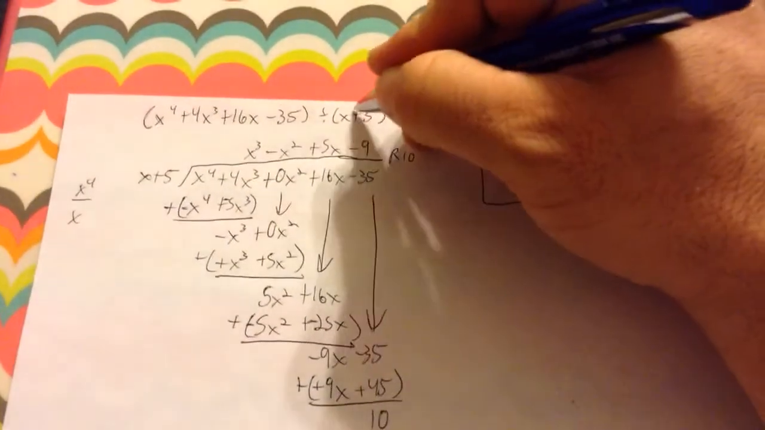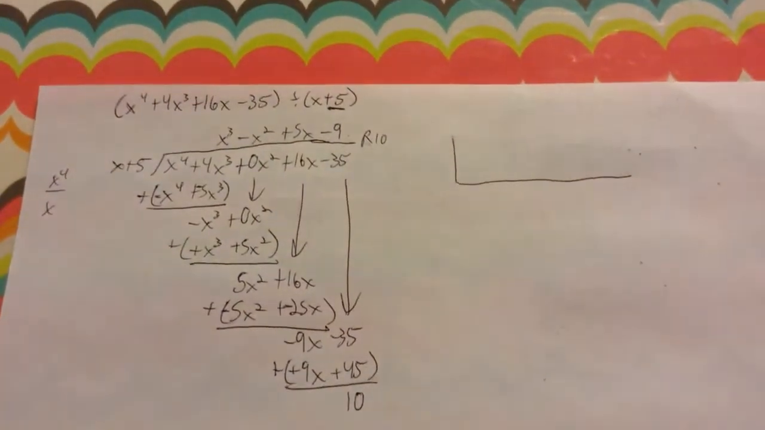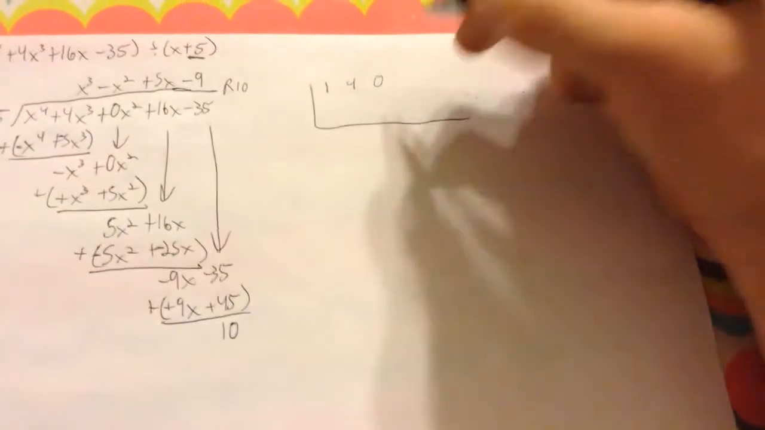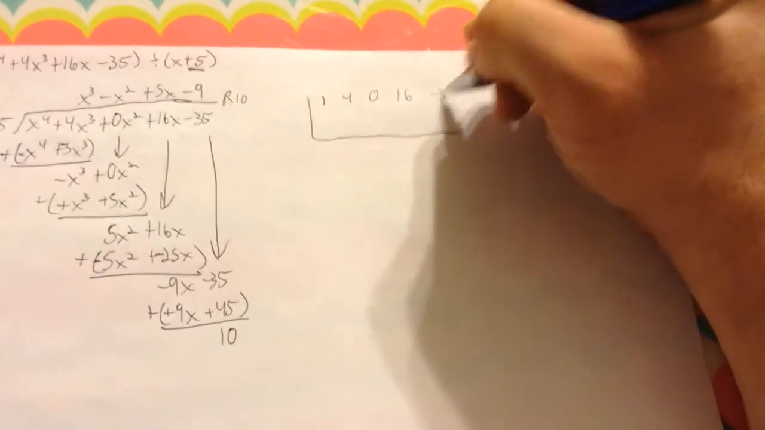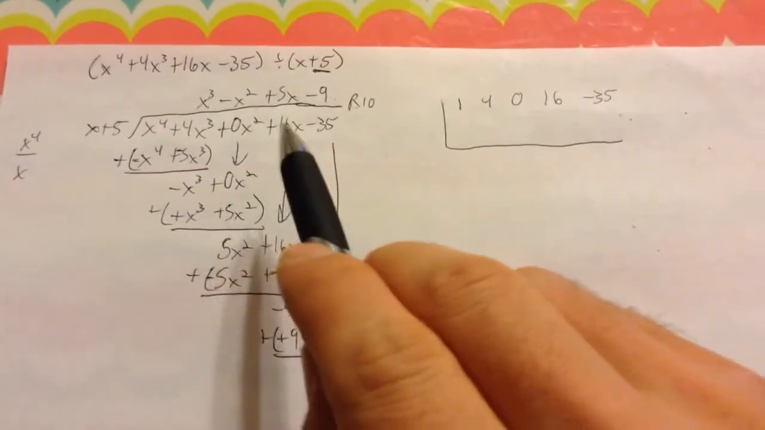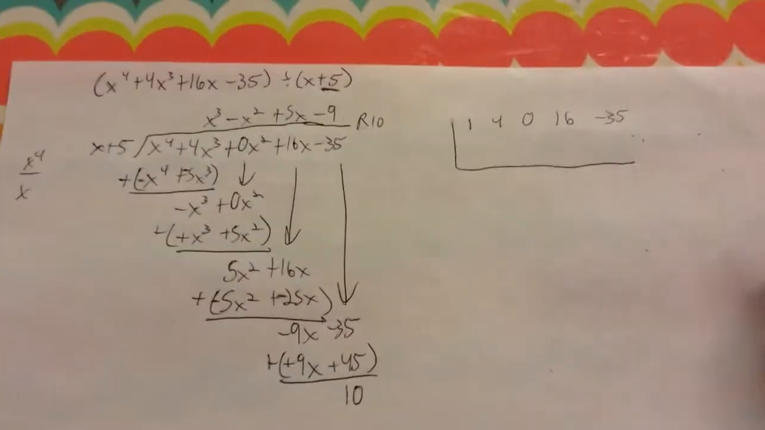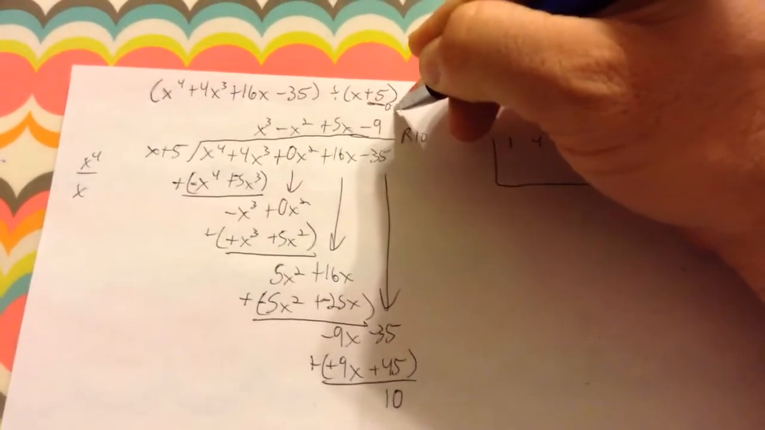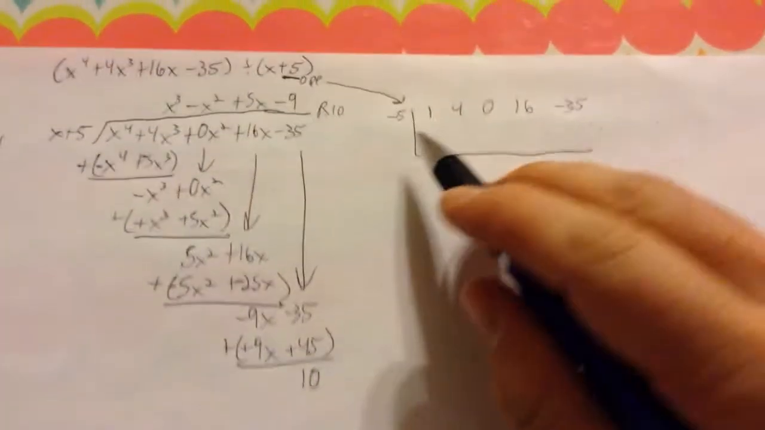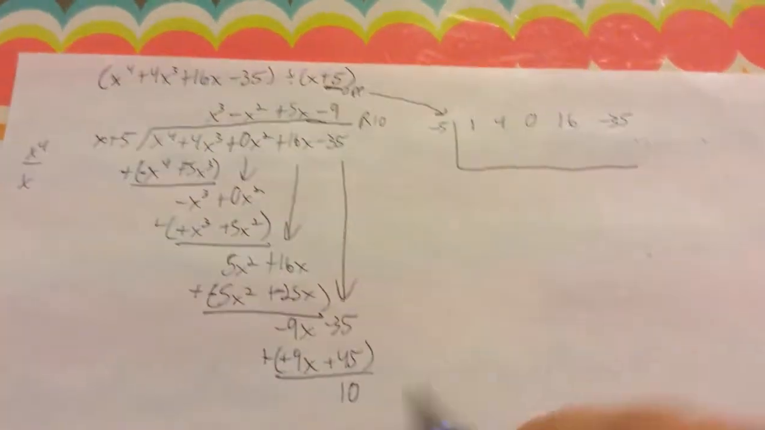Remember, synthetic division can only be done when you're dividing by x plus a number or x minus a number. Across the top row of synthetic division, you put your coefficients from your dividend, the thing that's on the inside. 1, 4, 0, 16, and negative 35. Don't forget your 0. Just like you do in long division. You always take the opposite of this guy because of that remainder theorem that says you plug in negative 5 to find your remainder when you're dividing by x plus 5.